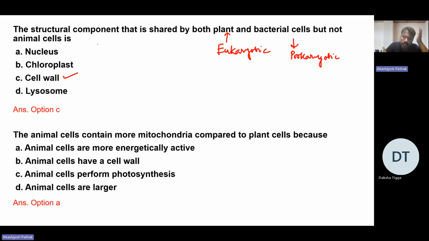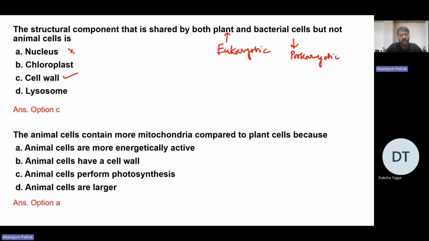So both eukaryotes and prokaryotes will have a nucleus, but one has a primitive type of nucleus and the other has a true nucleus. Okay, so option E is not correct, but the answer is option C. So this is an easy question.